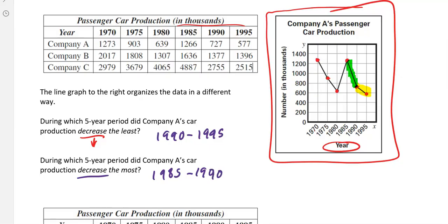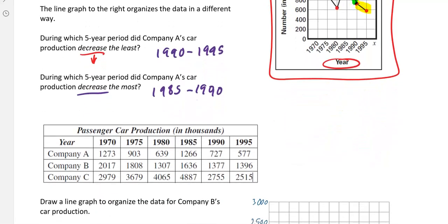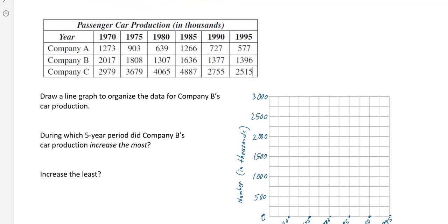Okay, so the graphs definitely make it easier to answer a few general questions about the data in the table. Now, if you didn't copy this down, don't sweat it, but you're going to have to copy down the next one for me, okay? So let's look at this next one here, passenger car production in thousands, and we are looking now at Company B.